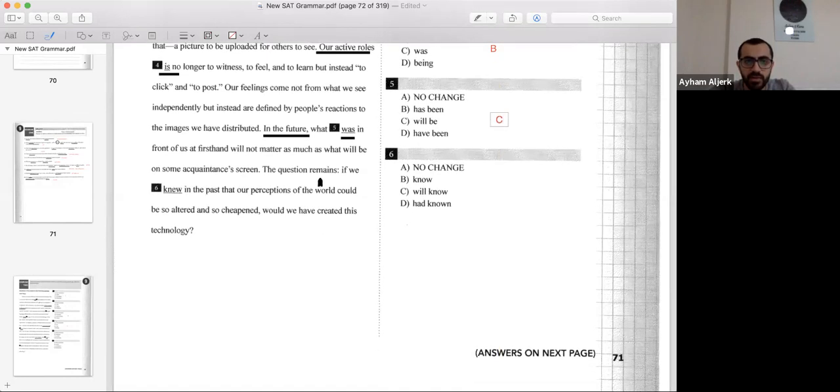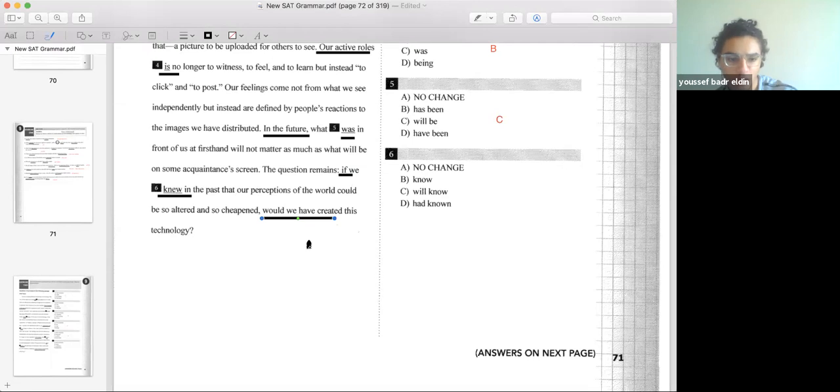Let's move on. The question remains, if we knew in the past that our perceptions of the world could be so altered and so cheapened, would we have created this technology? So here we have if. And you know that when we use if, we're talking about conditionals. So here we have the first part, the if clause, and then here we have the second part. Would we have created? So this is in English called third conditional. It's gonna be had known. Cool. So here we have to use D.